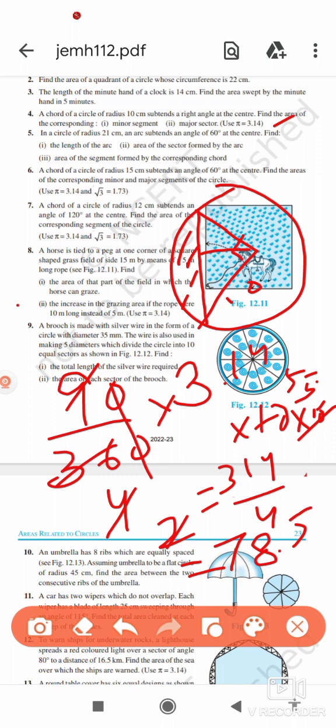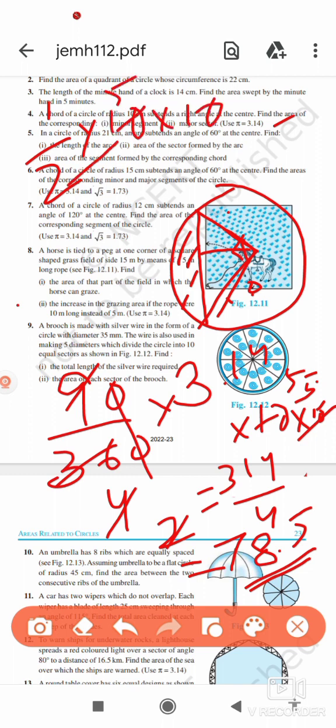So from 78.5, I need to minus the area of the triangle. Area of the triangle. So once I say area of the triangle, this is subtending a right angle. So base into height I will get. So half into 10 into 10, base into height. So this is 50. So what is my area? 78.5 minus 50. So that is equal to 28.5. So that is my area of the minor segment.